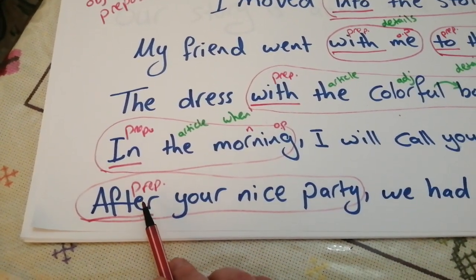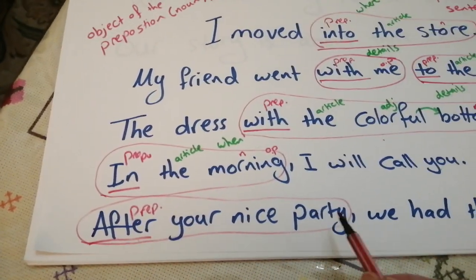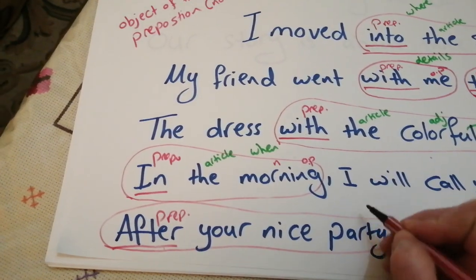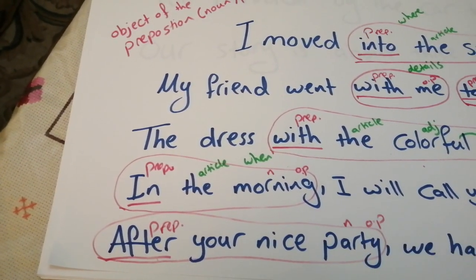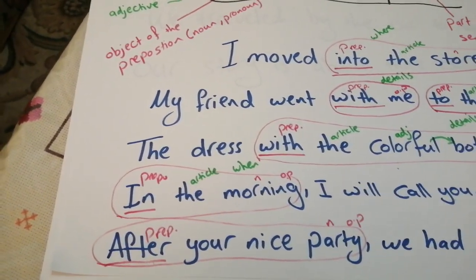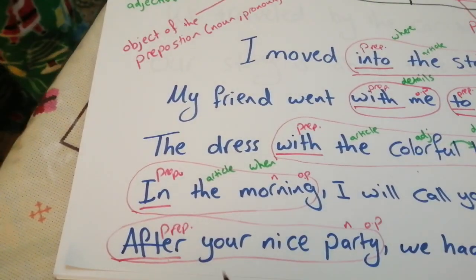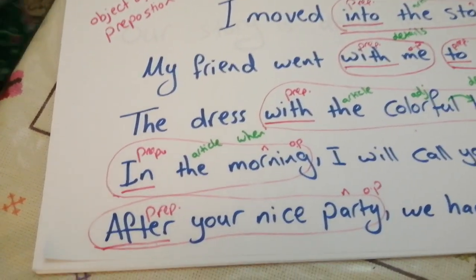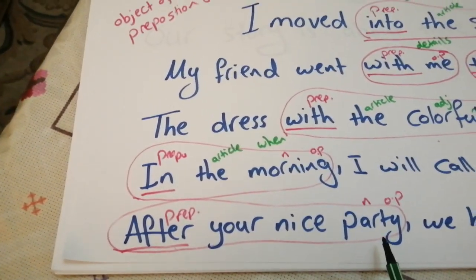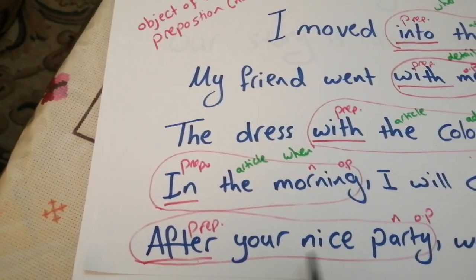It starts with the preposition after and it ends with the object of the preposition. Here it's party. It's a noun. This is the object of the preposition. So this is the prepositional phrase, part of the sentence, not the whole sentence. And between the preposition and the object of the preposition, we have what?